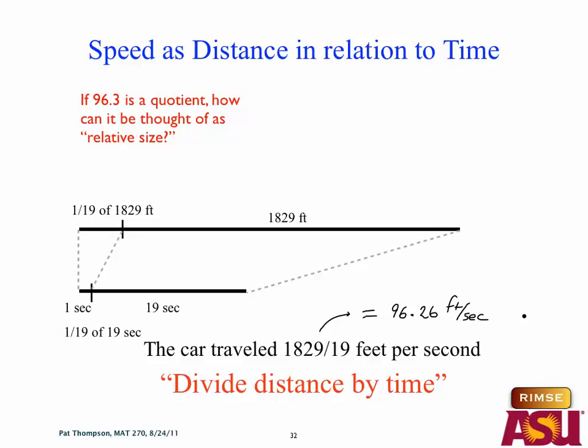Relative size. So I want you to have a conversation with the person next to you. If 96.3 is a quotient, how can it be thought of as a relative size? Go. How can it be thought of as a relative size?